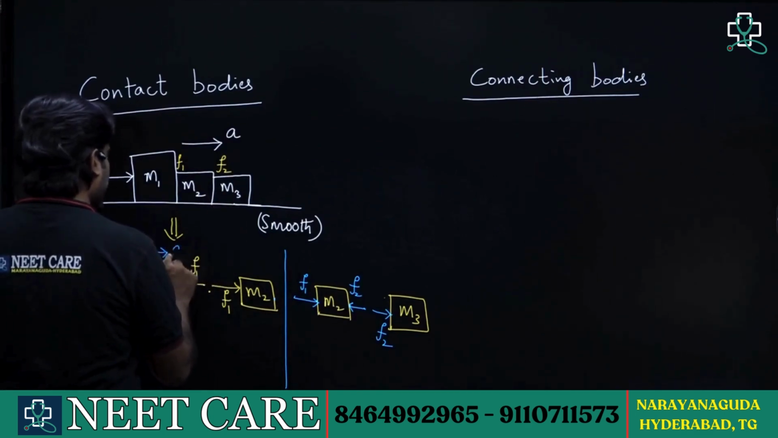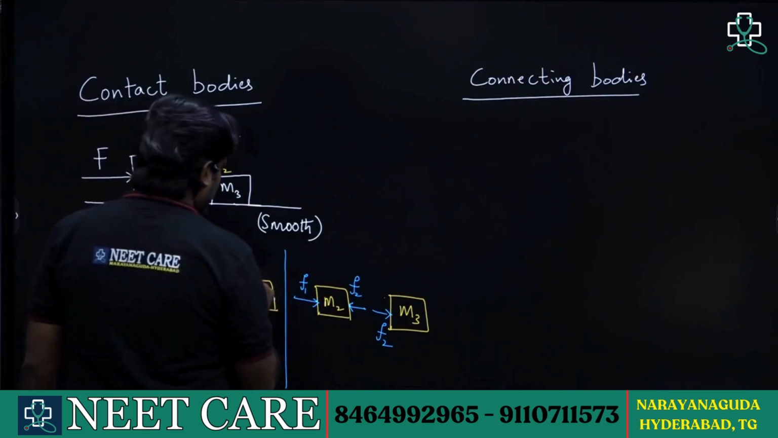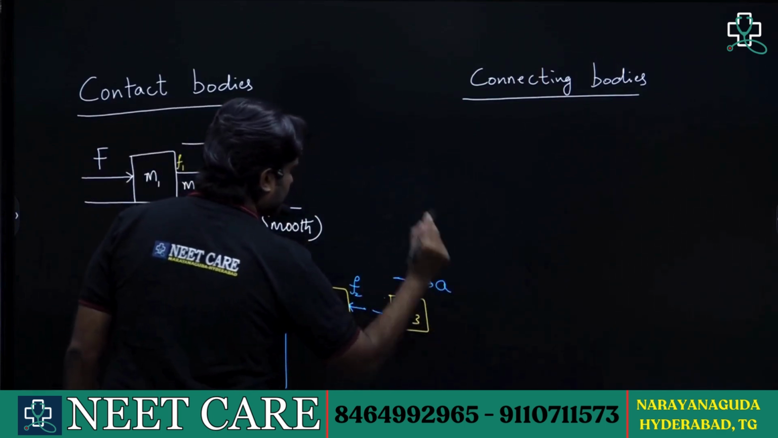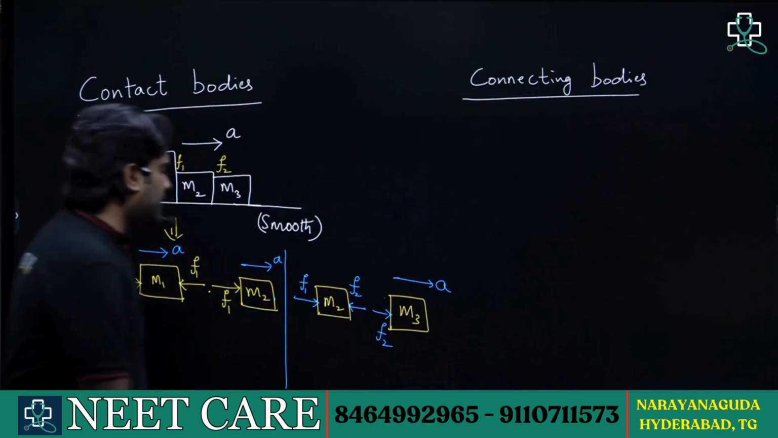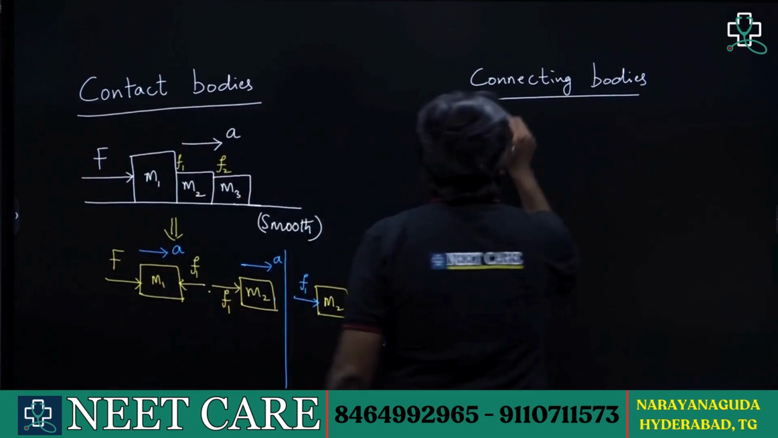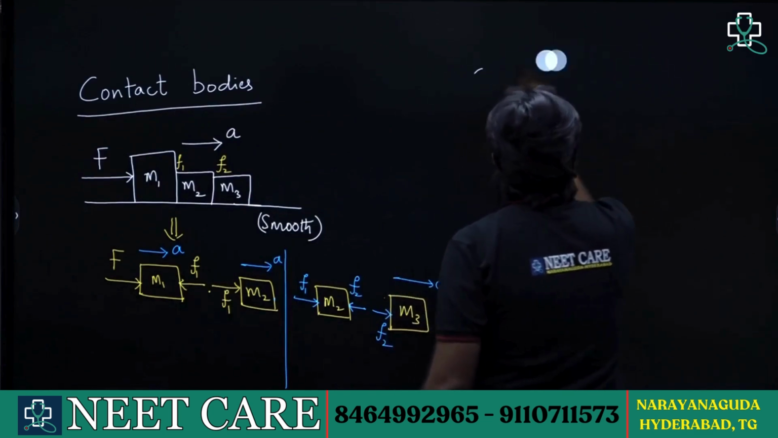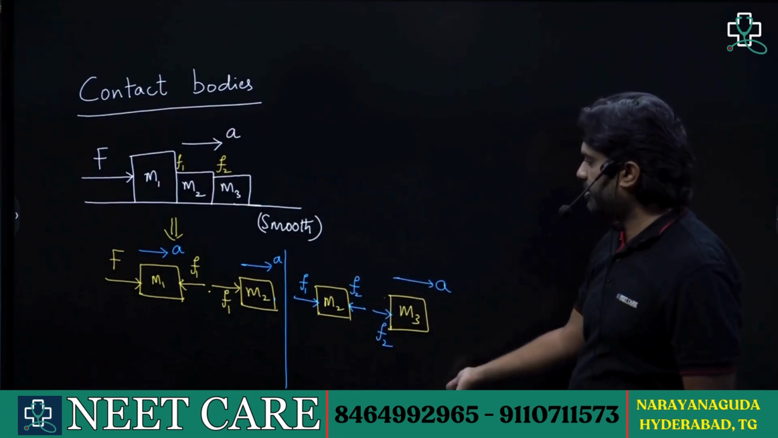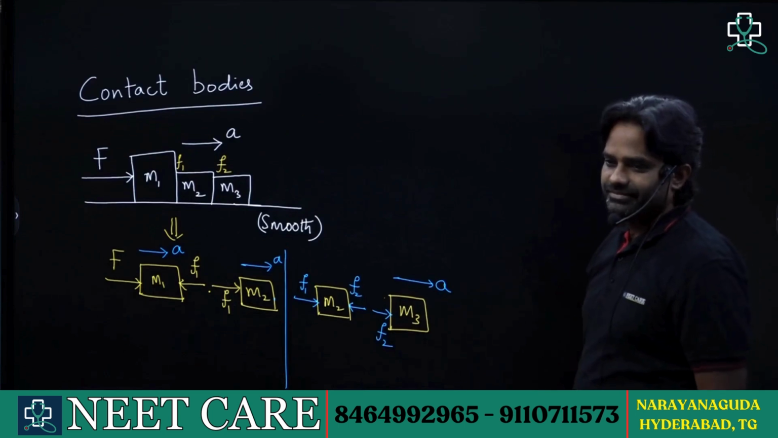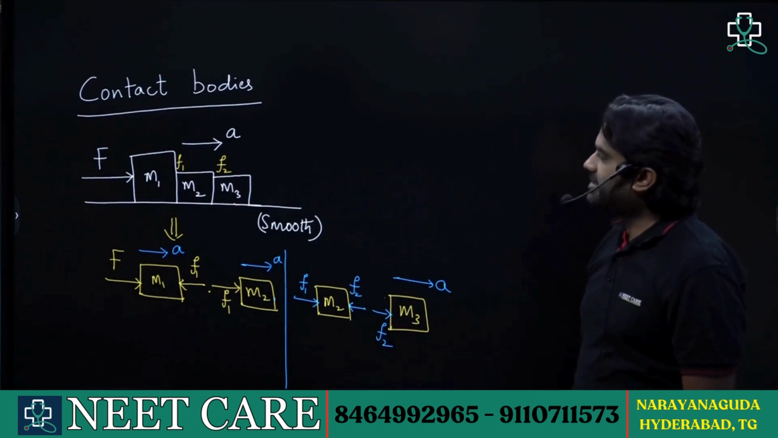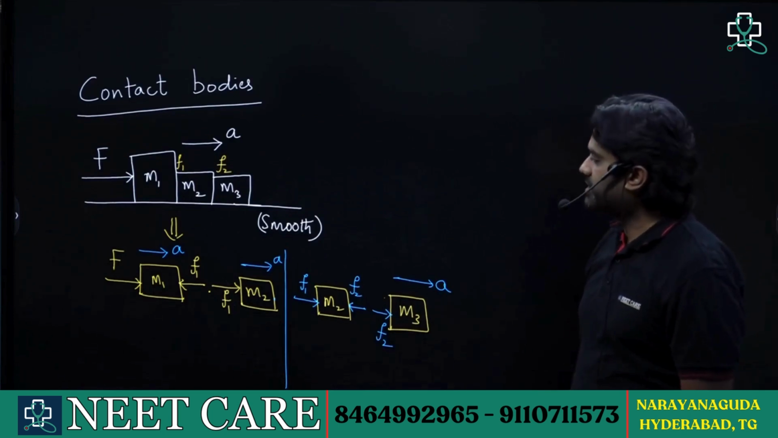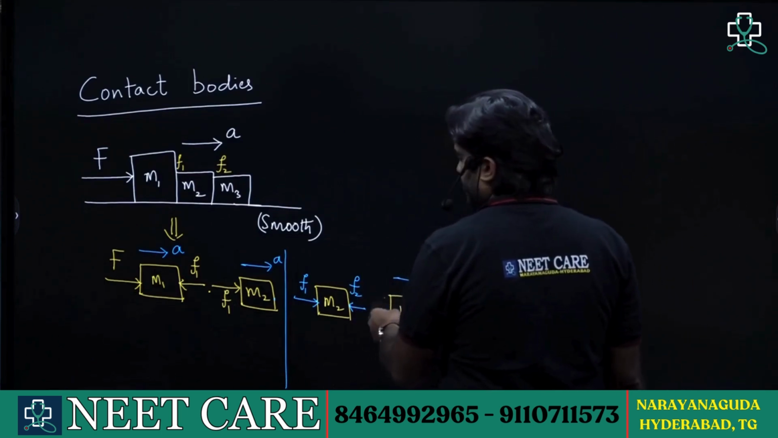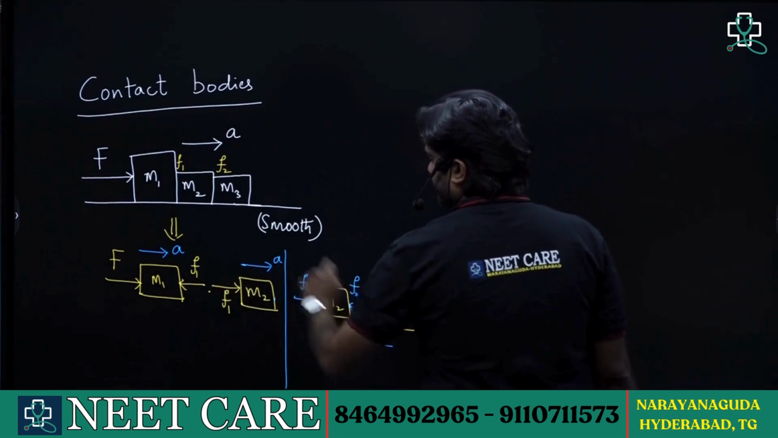So M1 is moving with acceleration A. And M2 is also moving with acceleration A. M3 is also moving with acceleration A. Now try to write down the general equation here. Try to take the general equation of motion for M1, M2, M3 separately. Clear? This is the motion of contact bodies, right? Here, action reaction F2, net force between M2 and M3 is 0. Here also F1, net force will be 0.